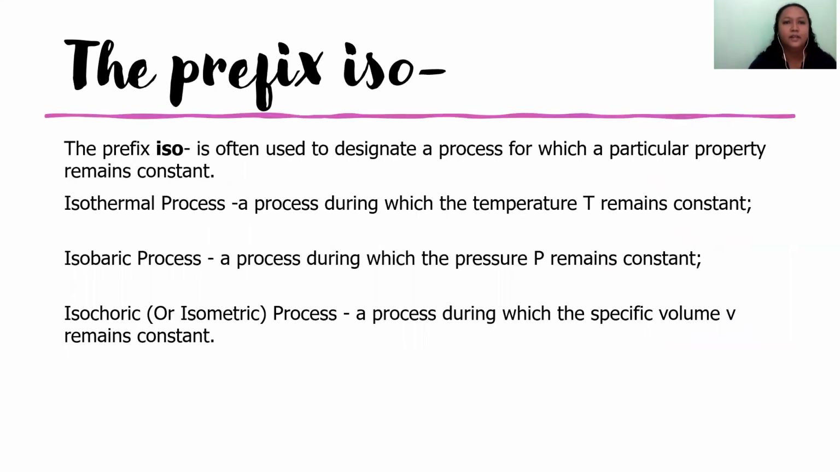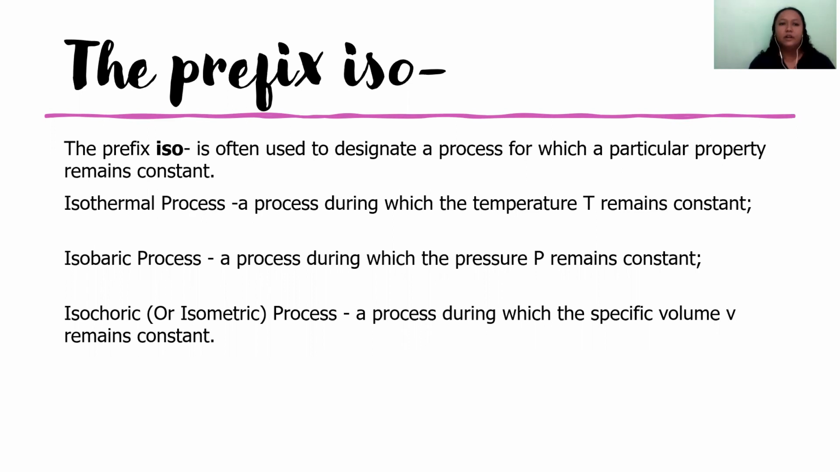Okay? So, ulitin ko lang yung sa system na metastable, quasi-equilibrium, non-equilibrium. So, ano nga ba ang prefix iso sa thermodynamics? Okay. So, the prefix iso is often used to designate a process for which a particular property remains constant.